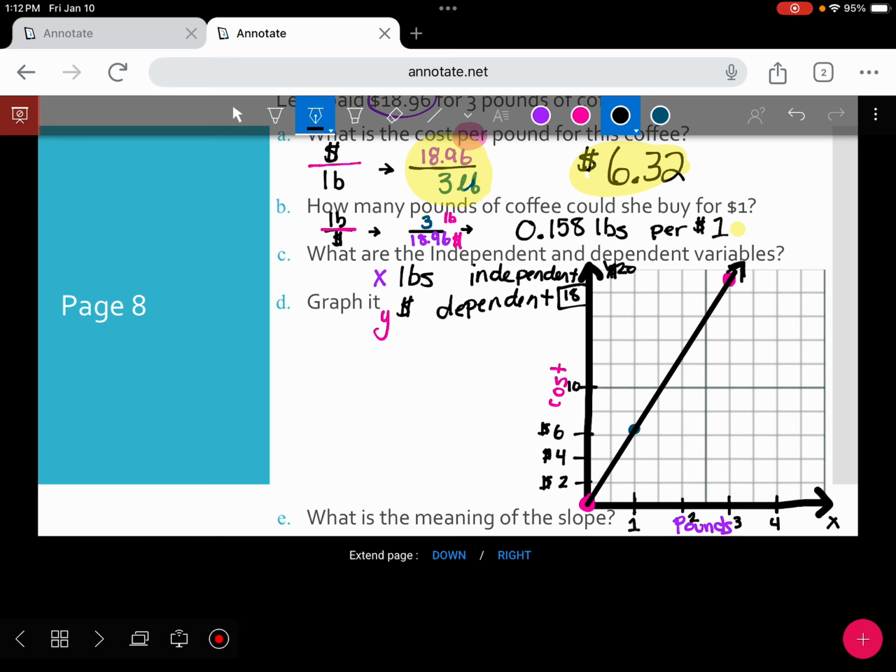Okay, so that's kind of the vibe of this graph. It gives us a really nice idea. The more coffee we buy, the more it's going to cost. That's what that's showing us here.